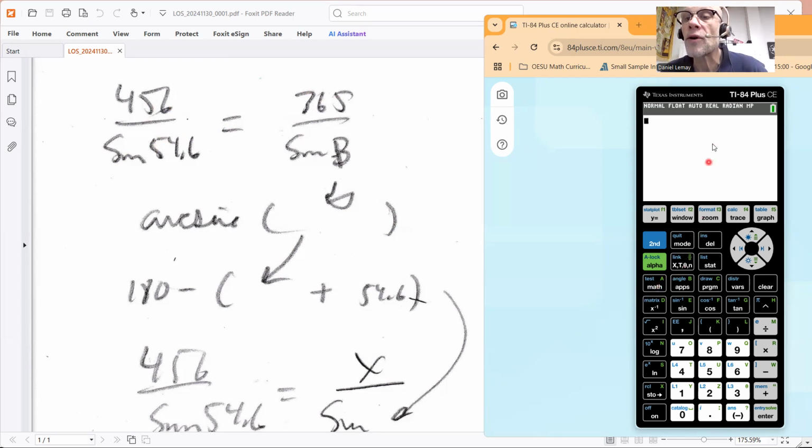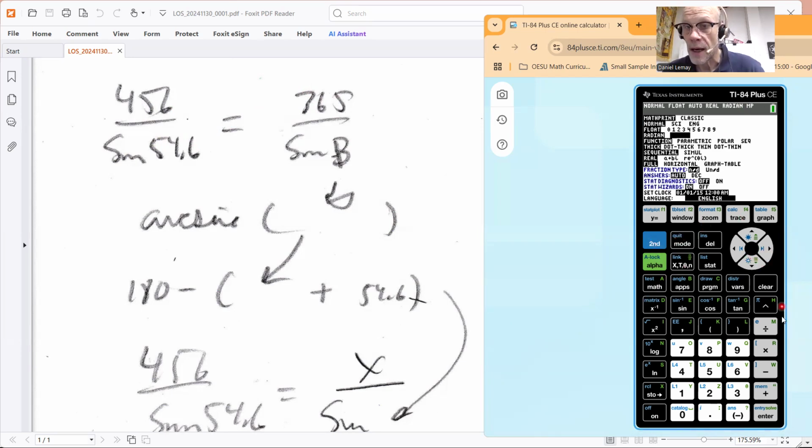I'm going to make sure I'm in degree mode. So I'm going to do second on this calculator, press mode, and make sure I'm in degree mode. On the Google calculator, I know it's just a switch. On your phones, I don't even have to look at your phones.